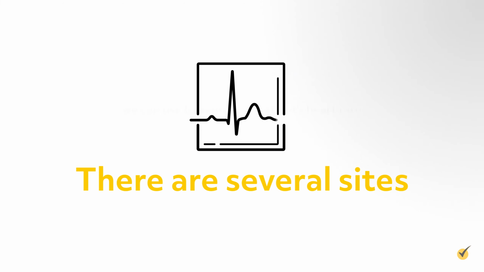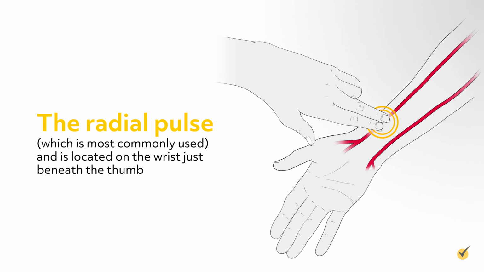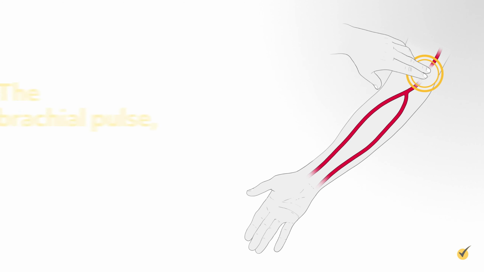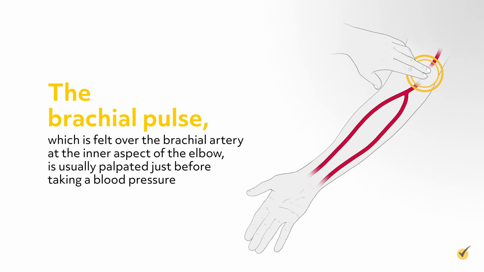There are several sites we can use to assess the patient's heart rate. The radial, which is the most commonly used, and is located on the wrist just beneath the thumb. The brachial pulse, which is felt over the brachial artery at the inner aspect of the elbow, is usually palpated just before taking a blood pressure.